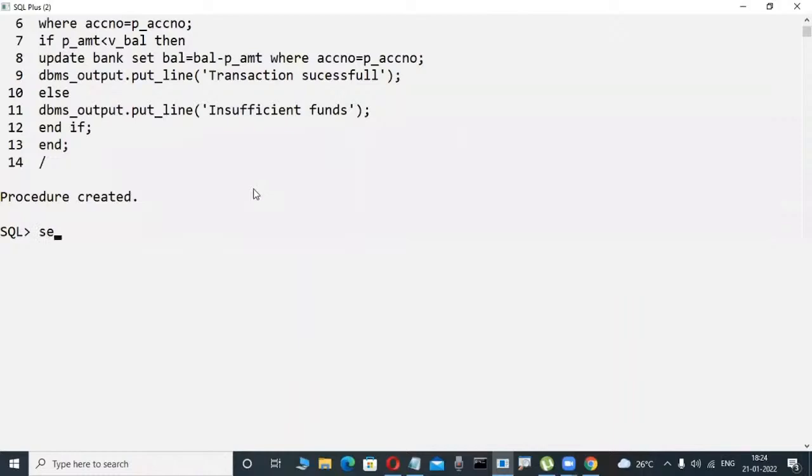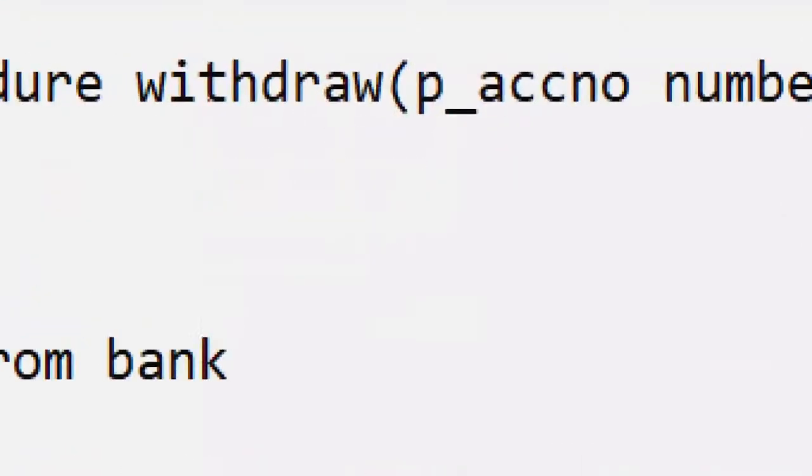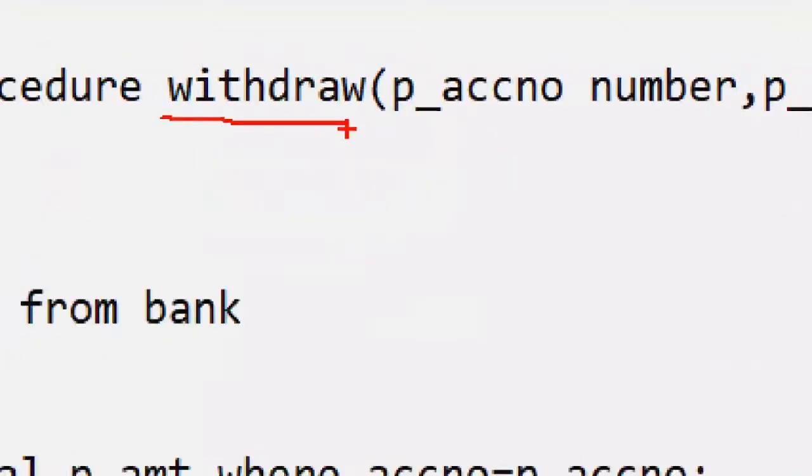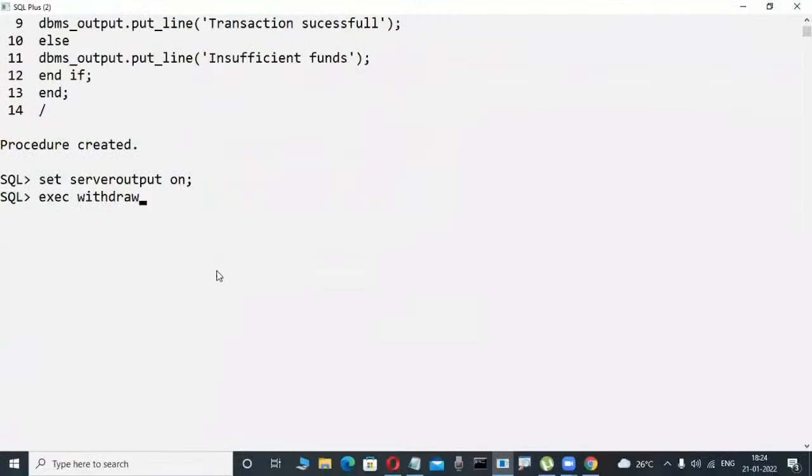Now check it out. Observe it here. I try to check something. Here I'm executing, exec procedure name withdraw. Okay, fine. I'm calling this procedure withdraw. You may not have an idea about all these things. Just observe it here. Withdraw is the name of my program that I'm giving. Okay, fine. Here, my account number 1001, I'm passing it, comma, and I try to withdraw 9,000 rupees, for example.